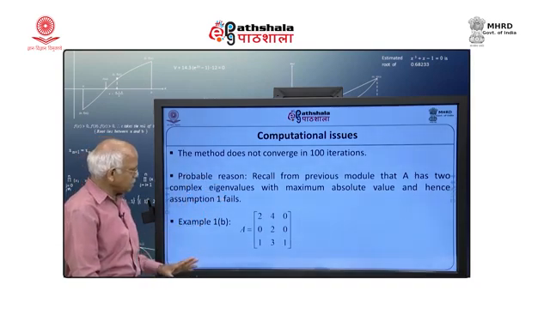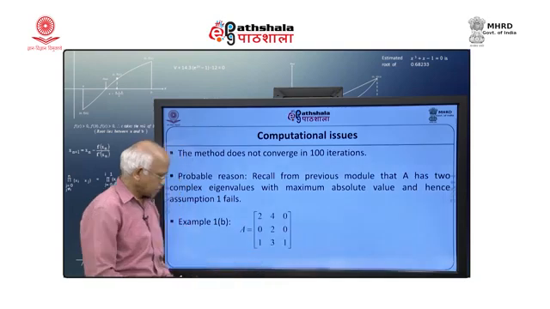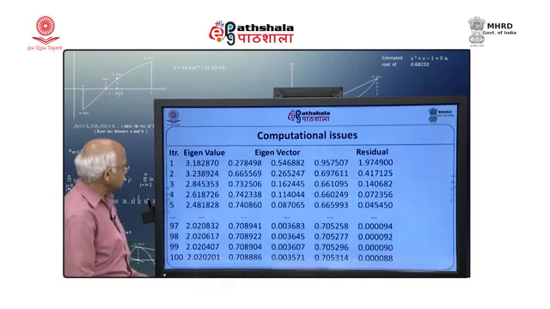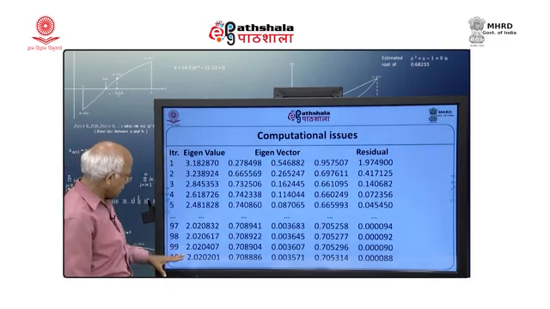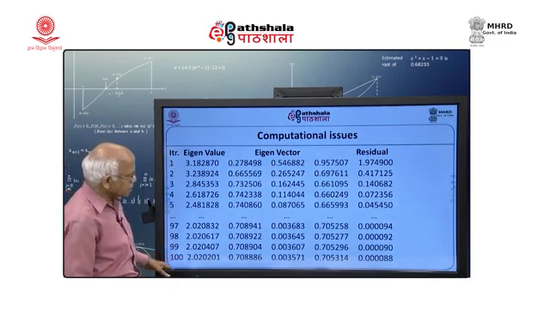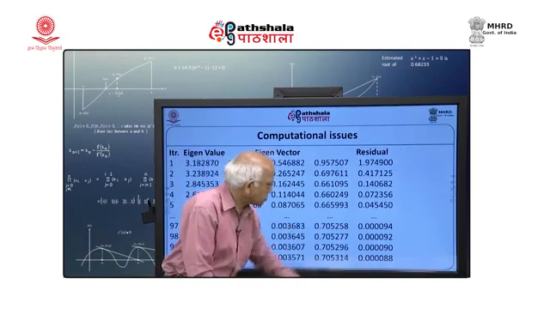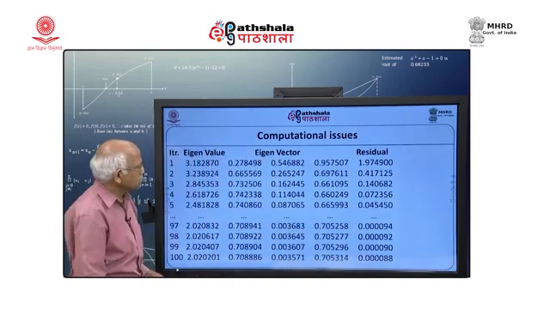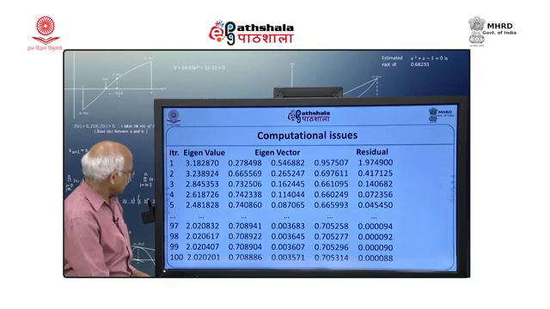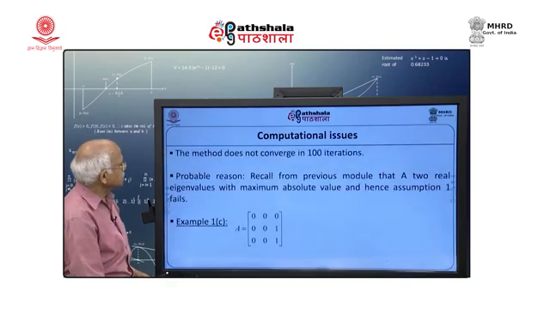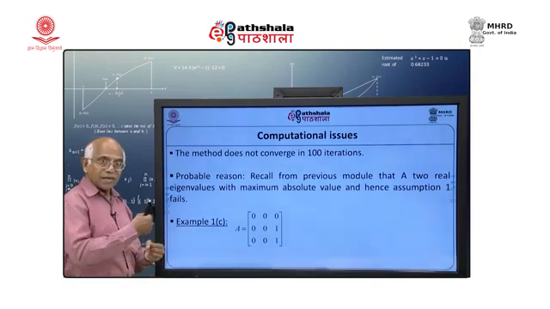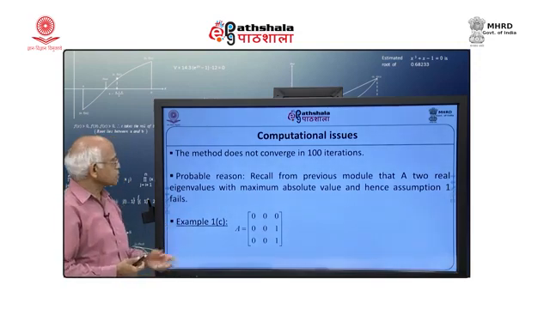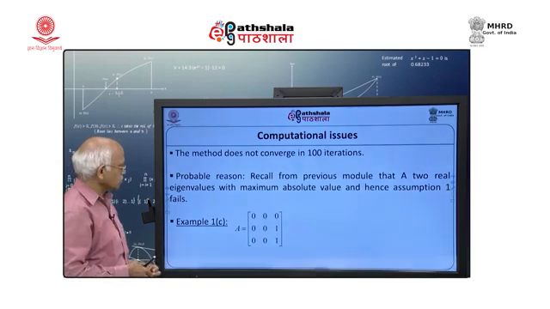In example 1b, the matrix is given to be like this, and then we are trying to find out again applying the power method. We can see here that in the 100 iterations we are getting this 0 0 0 0 8 8, up to that level we are going, and therefore we can see that the method does not converge in 100 iterations if we take 10 raised to minus 6 as my tolerance limit.